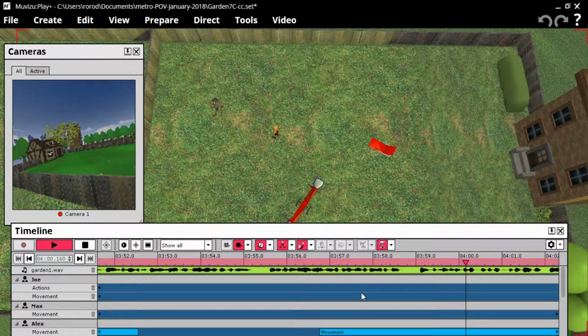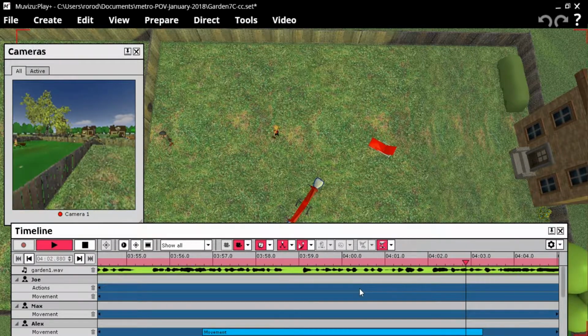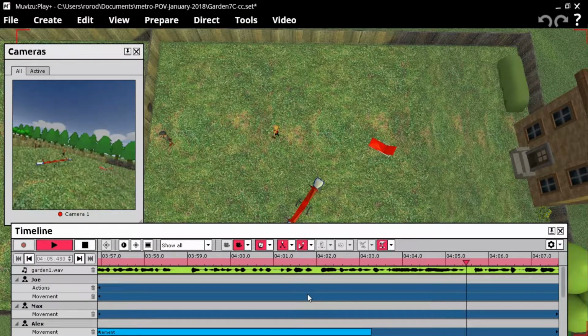Okay, so this part moves along a little more quickly. The camera's already going over the fence to the next yard at the bottom of this scene.